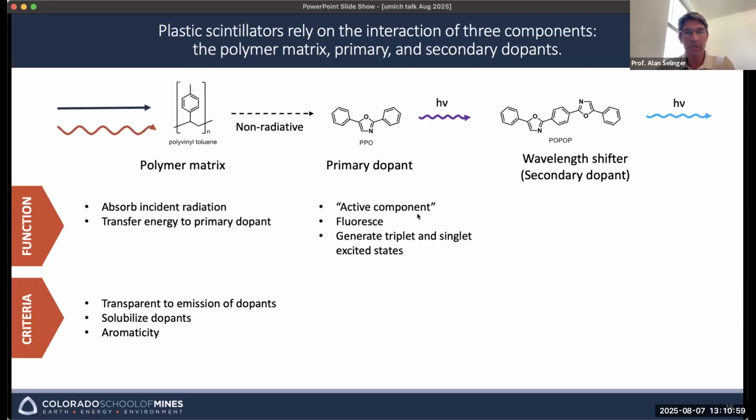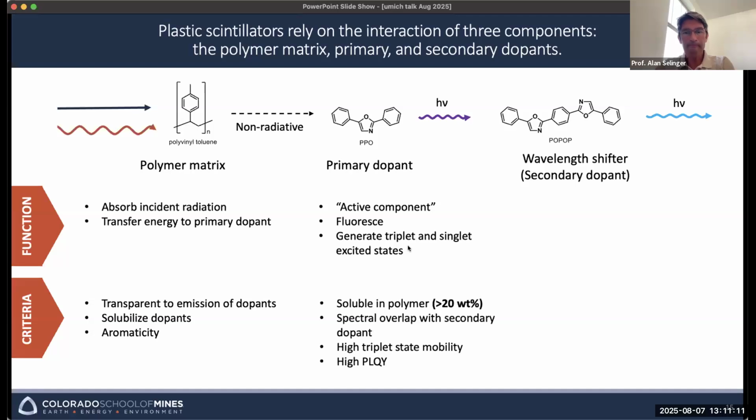So the primary dopant is basically the active component. It fluoresces depending on the ionizing radiation source. It will generate a different amount of triplet and singlet states, and it needs to be soluble in the polymer upwards of 20 weight percent in order to achieve the pulse shape discrimination that I talked about earlier, and I'll talk about more.